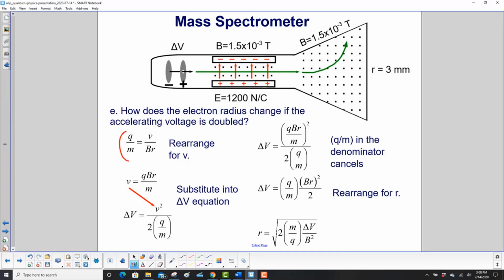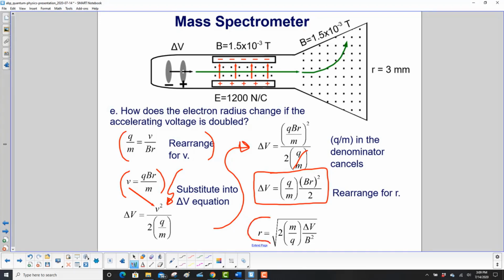So we will rearrange this equation for V. So we have V is equal to Q BR over M. Substitute it into our accelerating voltage equation there. And then step on over here. And what do we notice? We have a Q in the M denominator. We'll factor and get rid of one of the Q over M's in the numerator. We get the accelerating voltage is Q over M times BR, parentheses squared, over 2, and then solve that for R. We left out some steps here, so please go through them, and hopefully you'll get this answer here. And we'll go to the next slide.